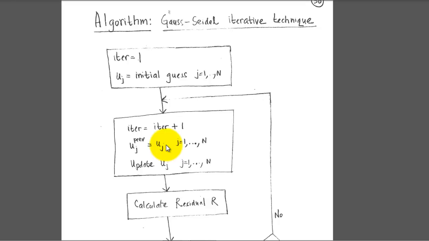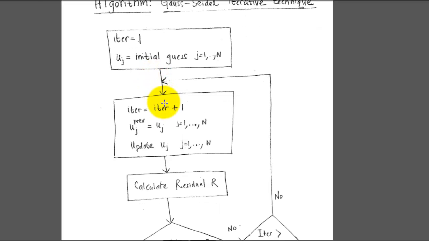Let's see how all these ideas come together in an algorithm. The particular iterative methodology that we have been discussing is called the Gauss-Seidel iterative technique. Here's the algorithm. You keep track of the current iteration number using this counter. So you initialize that counter. You also initialize the cell center values for all the cells. So this is the initial guess.